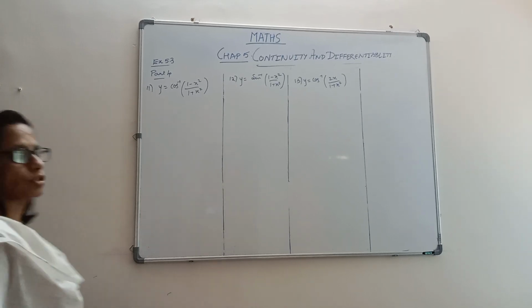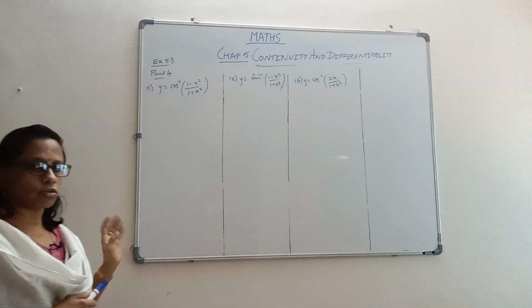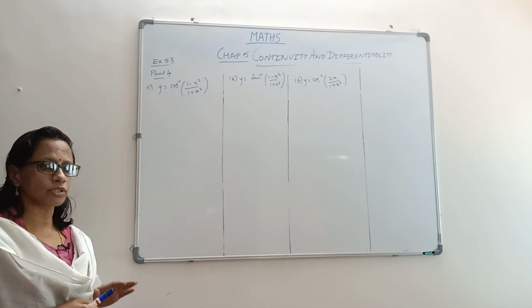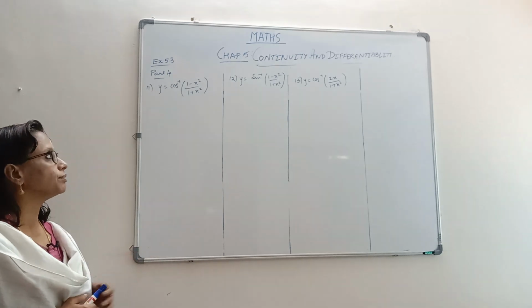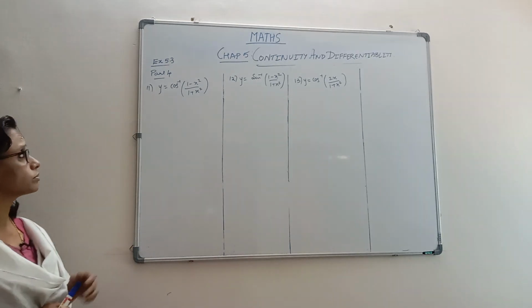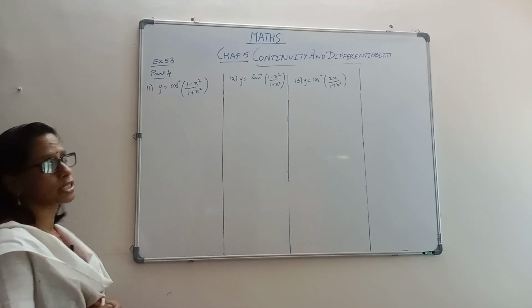Hello folks, we come to the part 4 video of this exercise 5.3. Again, these are all inverse trigonometric functions. We are going to use an intelligent substitution, and that's how we are going to get the values over here. So they say that this function y is cos inverse of (1 minus x squared) by (1 plus x squared).